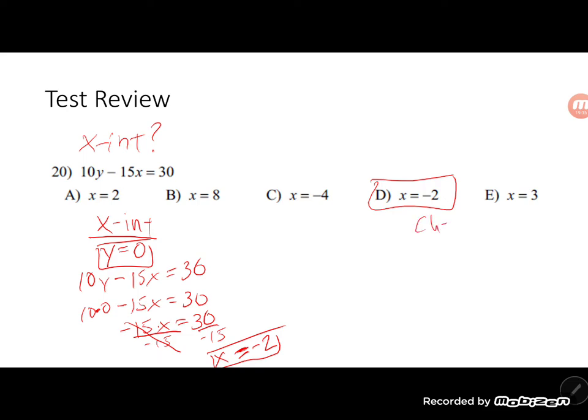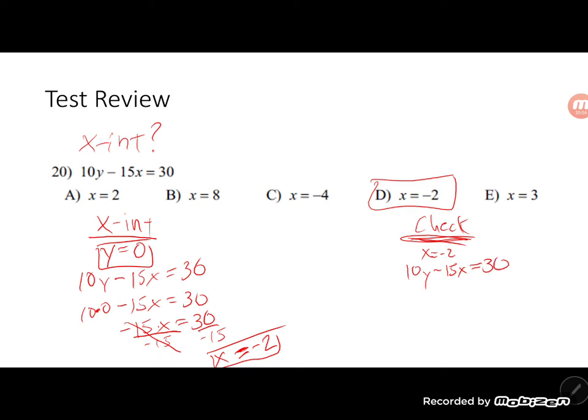Now, again, how could you check this, or how could you maybe reverse engineer your solution and use your answer choices to find your answer? Well, you can plug in your x values, so in this case x is equal to negative 2, plug it into your original equation, and then see if you can get out y is equal to 0. Because if you can get out y is equal to 0, remember y equals 0 is always going to mean an x-intercept.